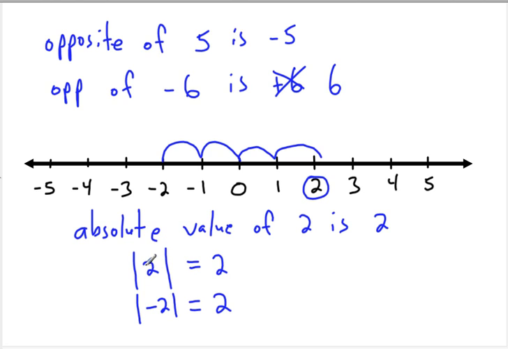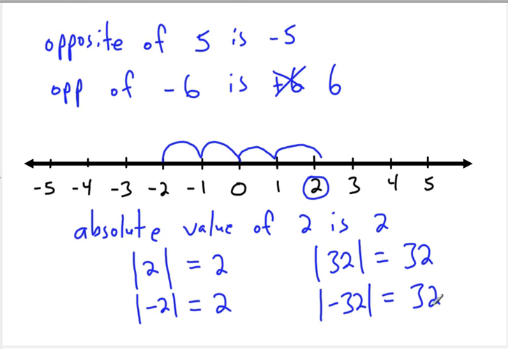I think of it as how many steps would it take to get to 0 from 2? 1, 2. So the absolute value of the number 32 would be 32, because it's 32 steps away. The absolute value of negative 32 is also 32.